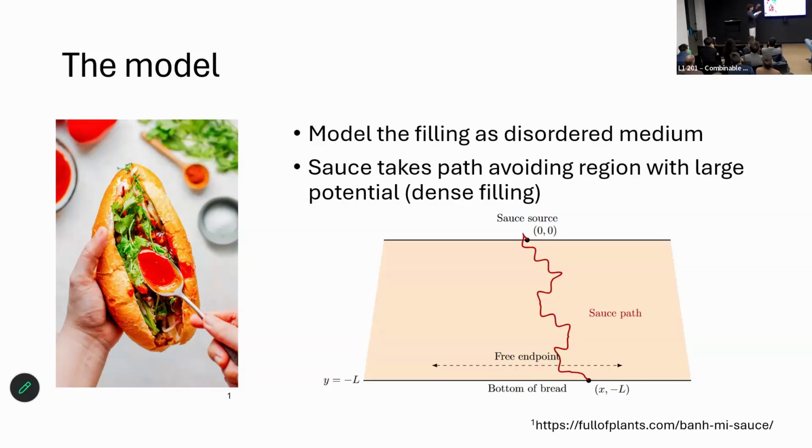And the filling of the banh mi we're treating as the potential. You can think of the regions with large potential as dense fillings, and the sauce wants to go around them. And regions with low density of the filling are going to be low potential. The problem we're considering is, given the sauce starts at 0, 0, there's some potentially disordered medium filling the banh mi, and then the sauce takes a path and ends somewhere on the bottom of the bread, located at x minus L. Okay, so this is the setup. So let's dive more into it.